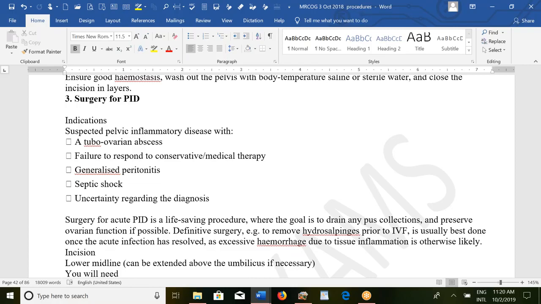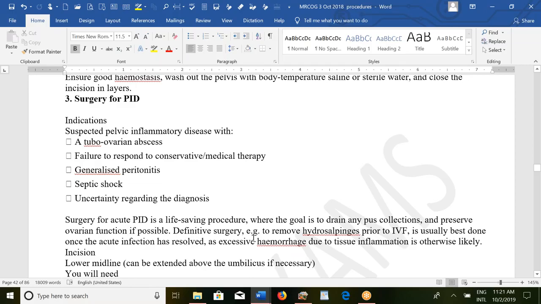then uncertainty regarding the diagnosis. Because maybe the patient started with PID, but maybe some fascia has been involved, maybe some gangrene is forming, which can be due to group A beta hemolytic streptococcal infection. So you need to remove that tissue. So surgery for acute PID is a life-saving procedure where the goal is to drain any pus collection and preserve ovarian function if possible.